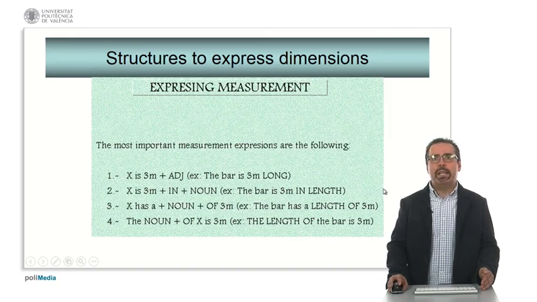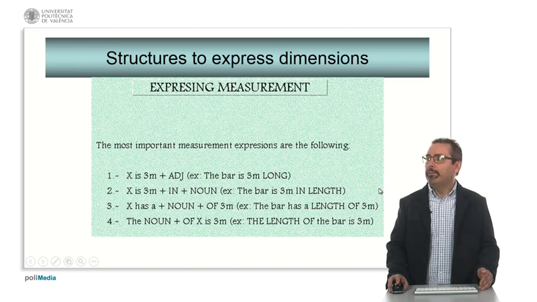And in order to express exact dimensions in English, we have these four possibilities. We can use the adjective with no preposition. The bar is 3 meters long, no preposition. The second example, to use the dimension noun. In this case, we must use the preposition in. The bar is 3 meters in length, and examples 3 and 4 could be exactly the same in Spanish. The bar has a length of 3 meters, or the length of the bar is 3 meters.